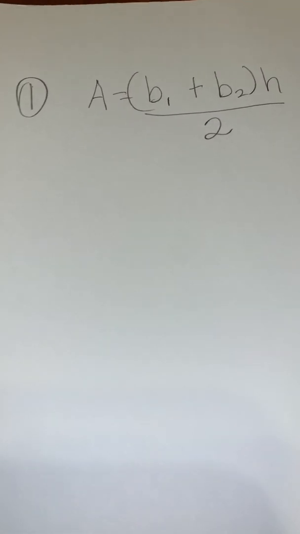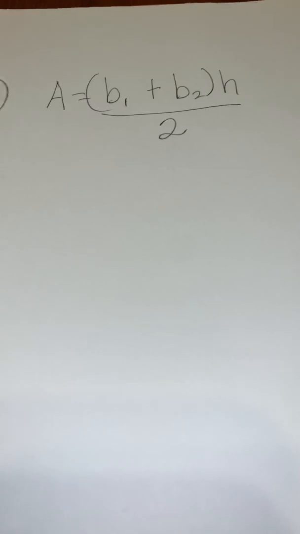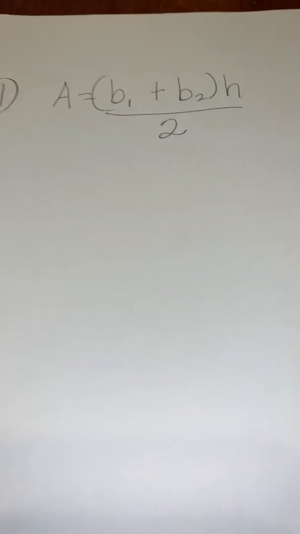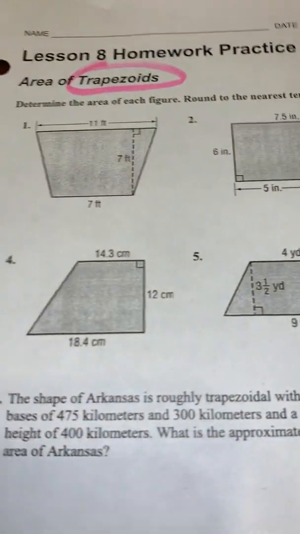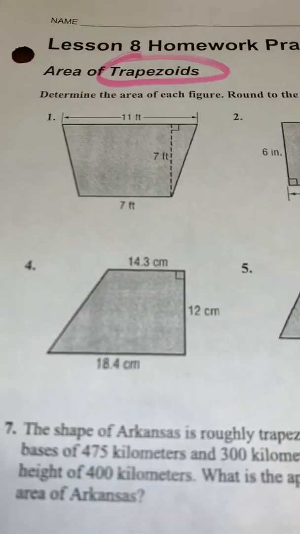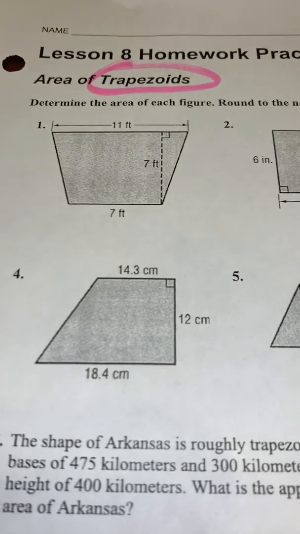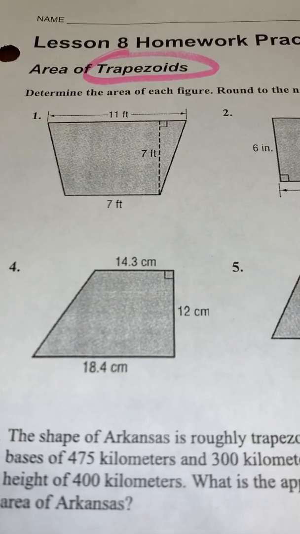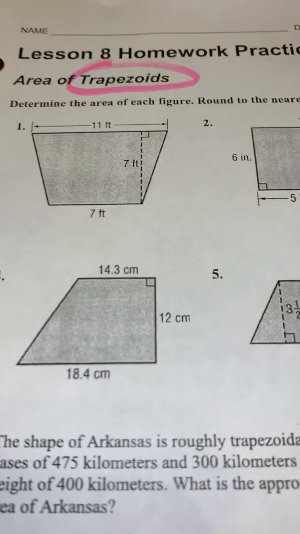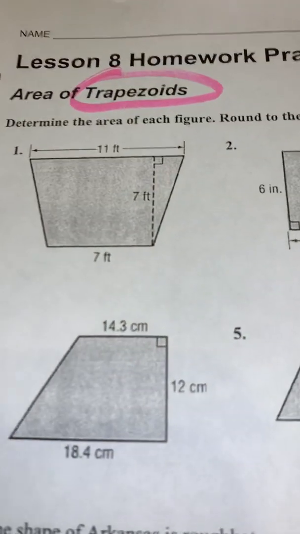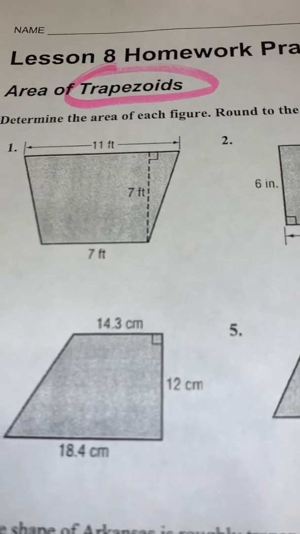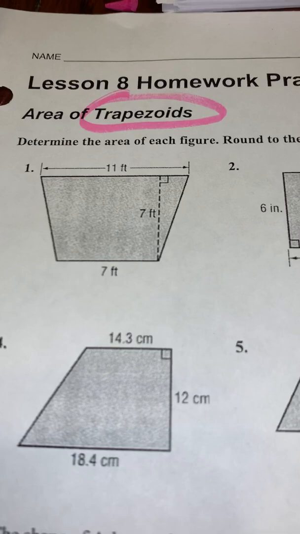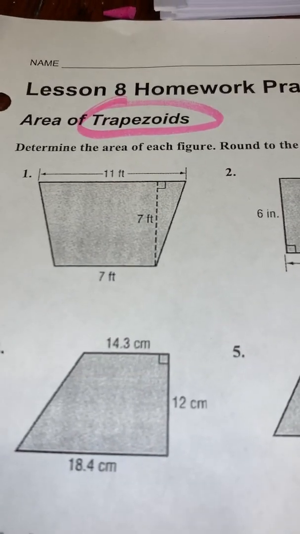Okay, so the first one I'm going to do for you is not one that you have to do. You have to do the evens. And so I'm going to look at problem number 1. So for problem number 1, we want to identify first the base 1, base 2, and the height. Base 1, we're going to go with 11, plus base 2, 7, times the height, which would be 7, and then all divided by 2.